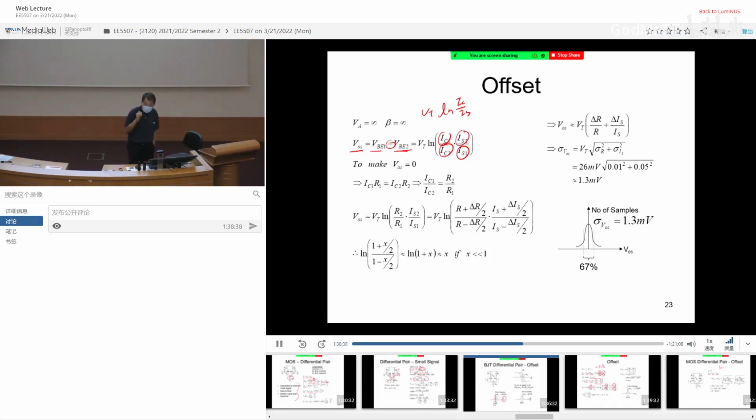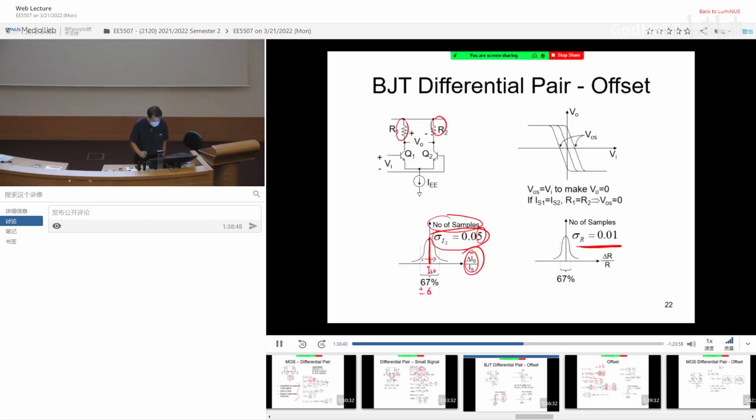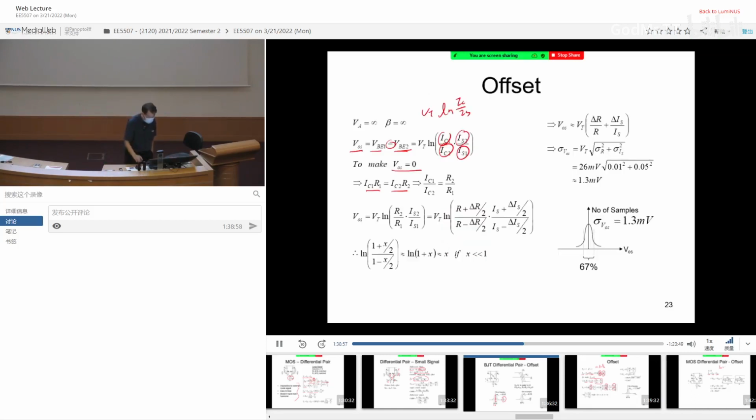Now, if the VOS is 0, to make the output offset voltage 0, then IC1 R1 and IC2 R2 should be equal. That is quite simple to understand. If you want the Vout to be 0, then this voltage drop and this voltage drop should be identical, so that when they subtract, it becomes 0. And that gives rise to the relationship. It tells you, if you want the offset voltage to be 0, IC1 over IC2 should be the same as R2 over R1.